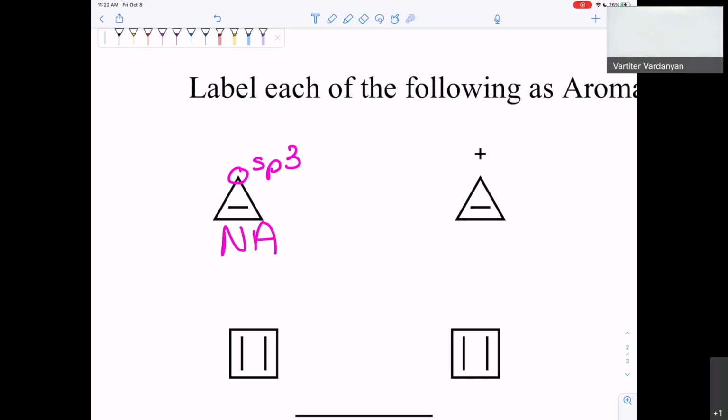All right, so compare this one to this next one. It's also cyclic, it's also planar. Is it now fully conjugated? Yes, it is, because we have a cation. Cool. So how do we count the electrons?